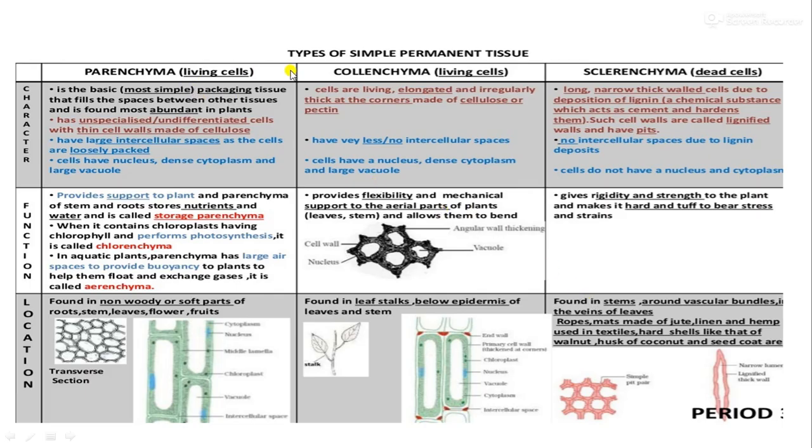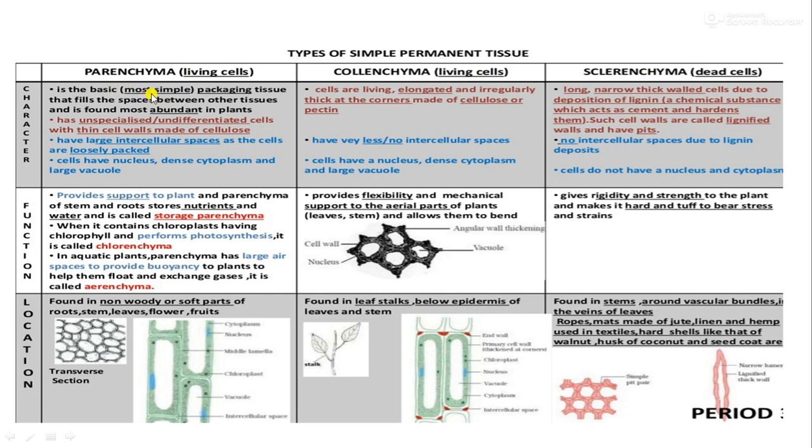See, parenchyma are living cells. In plants there are living cells as well as dead cells. Living tissue and dead tissue, both are important for plants. So parenchyma and collenchyma tissues contain living cells, and sclerenchyma tissue consists of dead cells. So let us first learn about parenchyma.